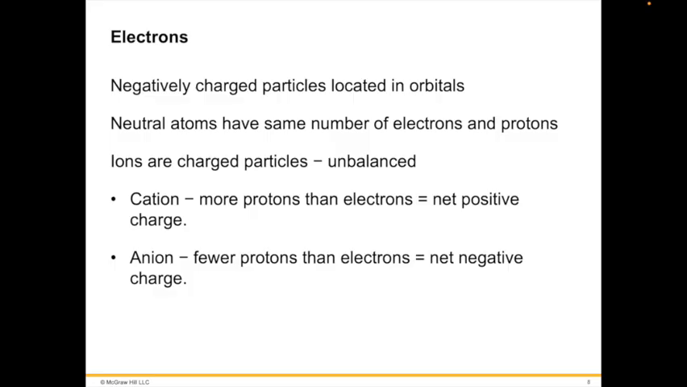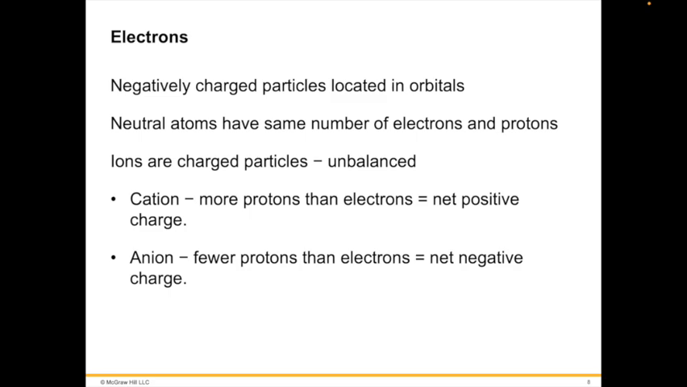So orbitals lie at varying distances around the nucleus. That's where those orbitals are found. Atoms with the same number of protons and electrons are electrically neutral. That is, they have no net charge and are therefore called neutral atoms.